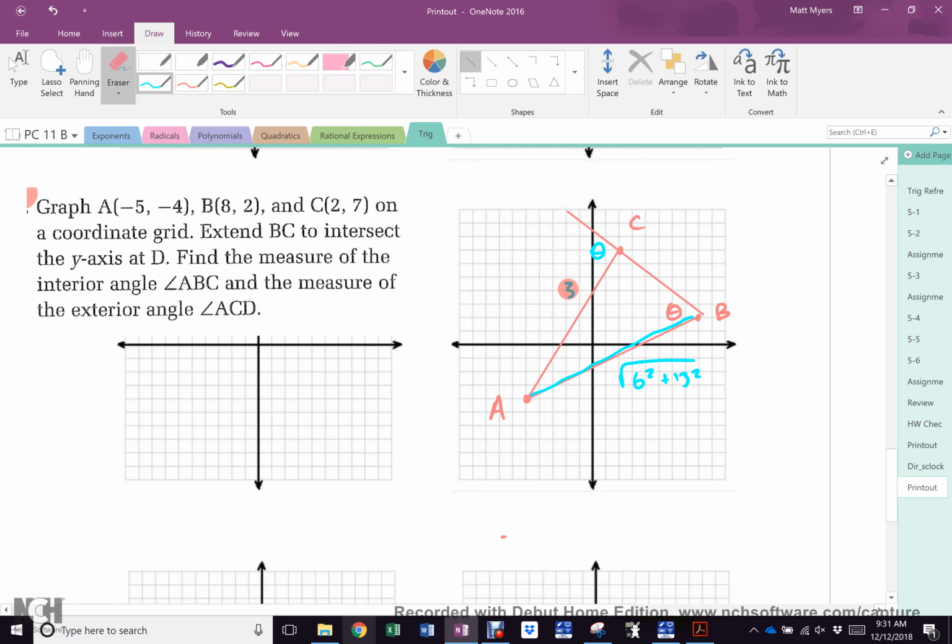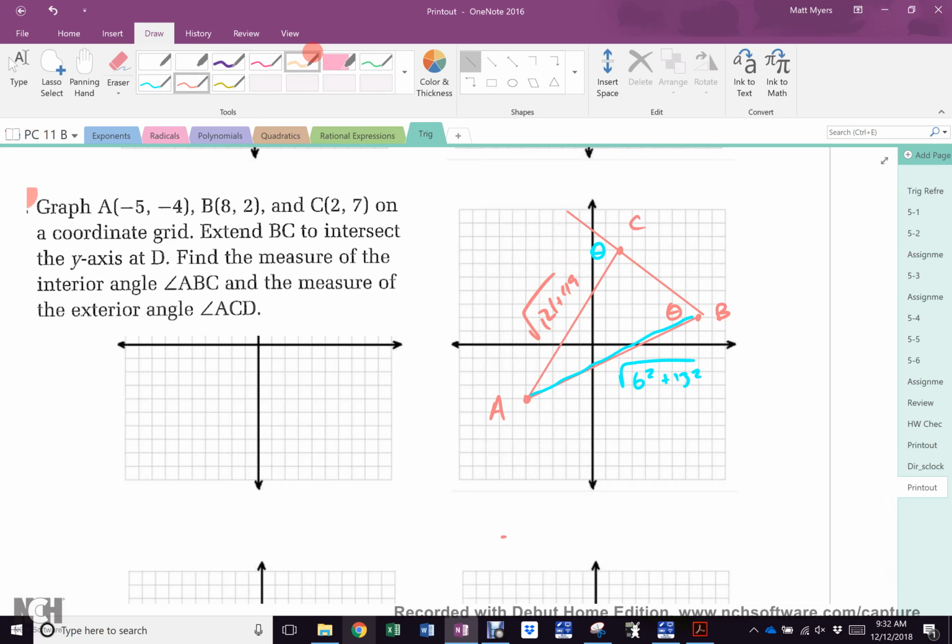Now, can she find this one? 1, 2, 3, 4, 5, 6, 7, 8, 9, 10, 11. And over 1, 2, 3, 4, 5, 6, 7. What's this guy? Square root of what? 121 plus 49, right? That's a horrible pen to have used. This is the square root of 121 plus 49. Agreed? Everybody cool? Can she find this side?